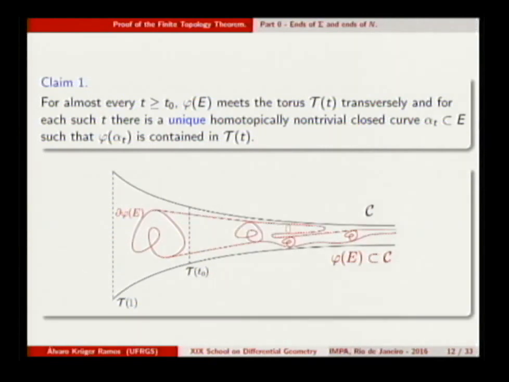So the picture is more like this. You could have more than one curve in the same intersection with a torus, but then one of the curves has to bound a disk, has to be trivial in the end E. Now since that's the case, we are going to cut our end in some of these tori which we meet transversely and for a unique homotopically non-trivial closed curve. And we will assume that the boundary is exactly this first curve here, and it's inside some torus which we will reparameterize to T1.